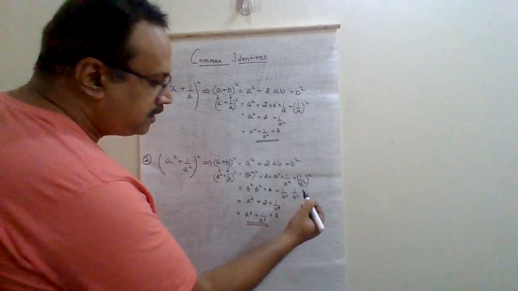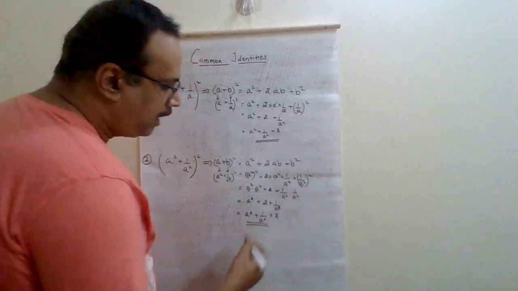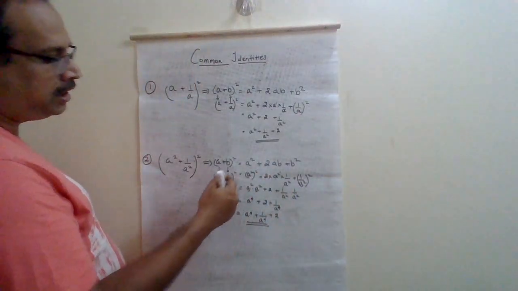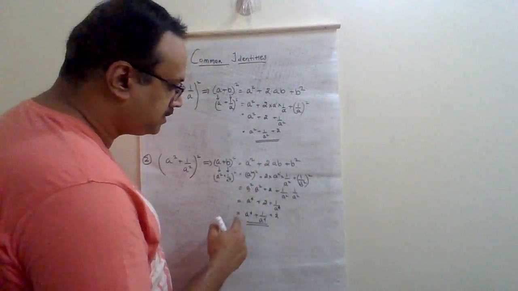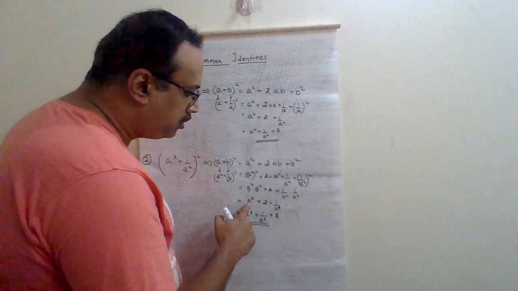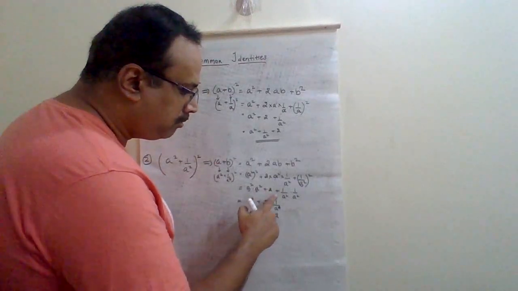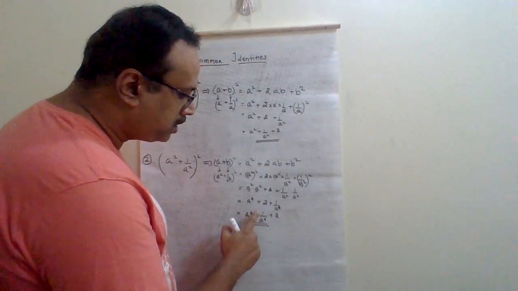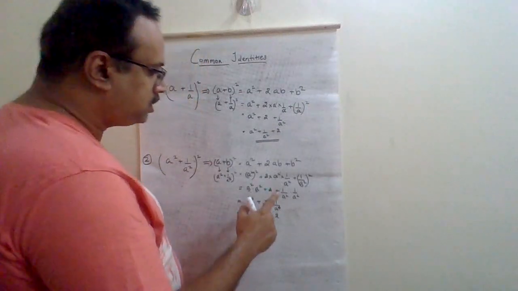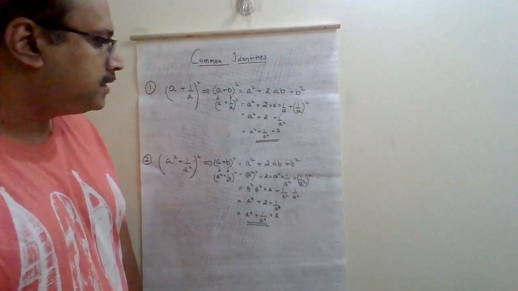Okay, this has exponential things. So I will be taking a class later on this exponential, how do you get these exponential formulas. This is equal to a to the power of 4 plus 2 plus 1 by a to the power of 4, which is equal to a to the power of 4 plus 1 by a to the power of 4 plus 2.